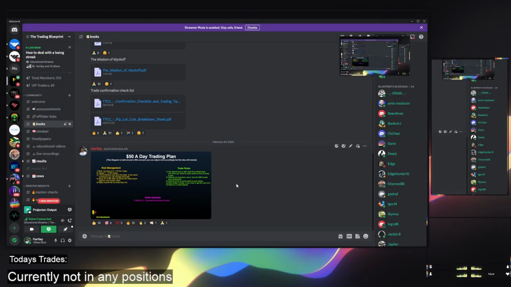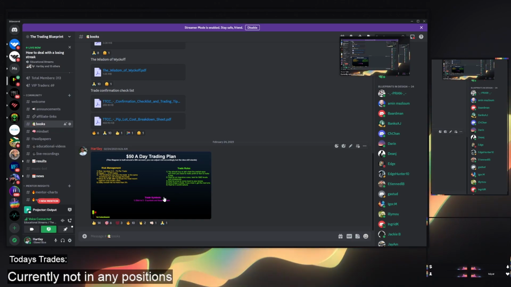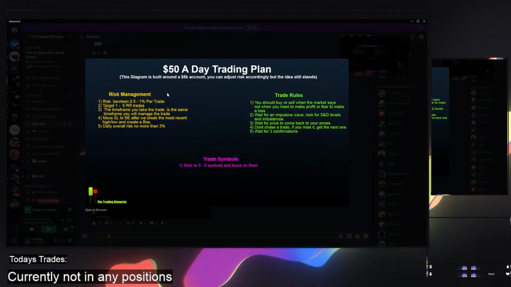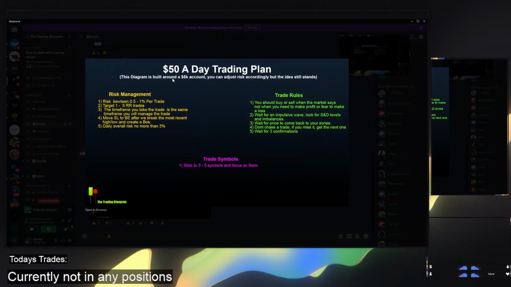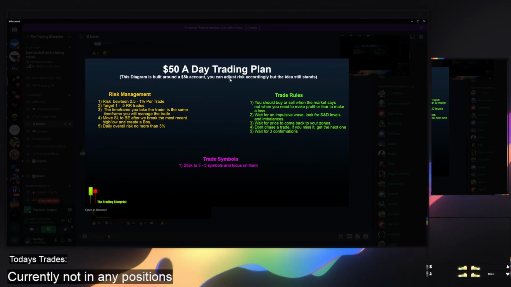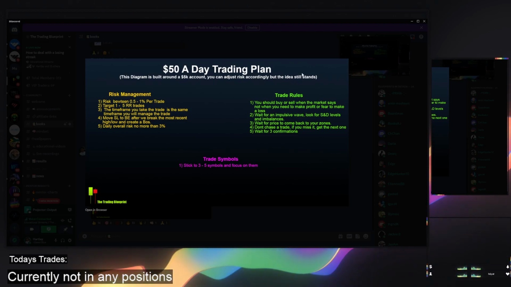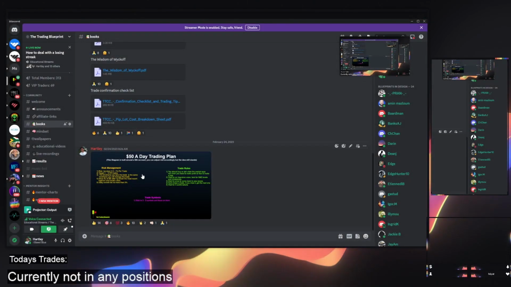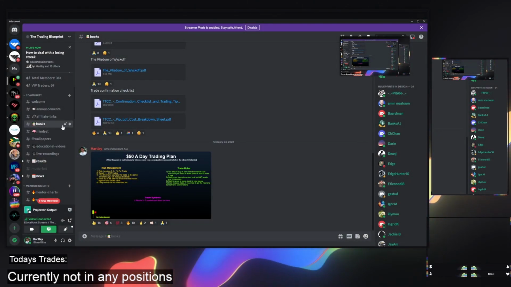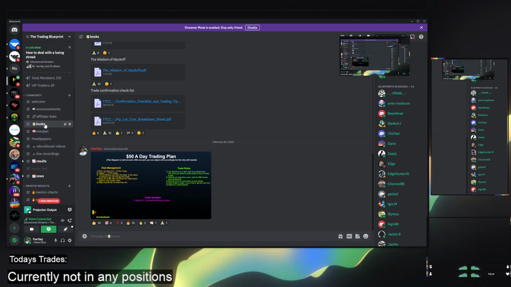Okay, cool. You guys should be able to see Discord now. There we go. So let's go over this $50 a day trading plan. This diagram is built around a 5K account. You can adjust risk accordingly, but the idea still stands. This can be found in the book section of the Discord. It's free to everyone, so you can just go grab it there.